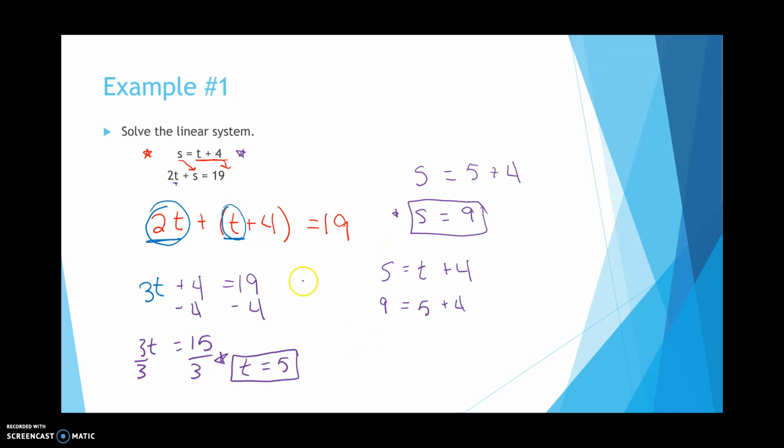We can double check the second equation where we have 2t plus s equals 19, where we substitute 2 times 5 plus 9. That's 10 plus 9. Does that give me 19? It does. So these are the correct values for the variables s and t.